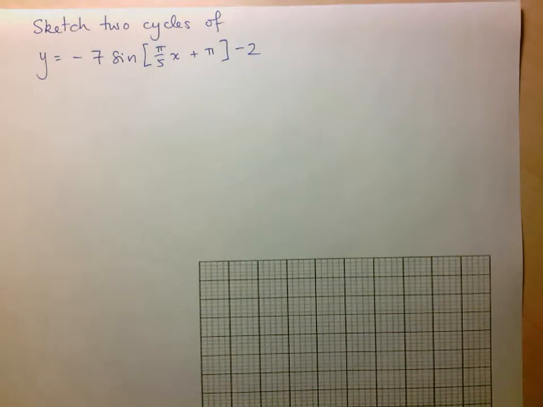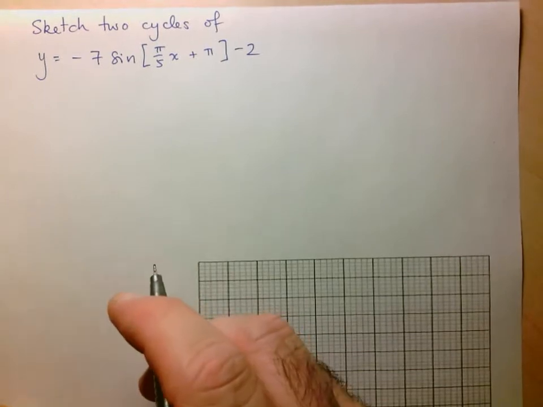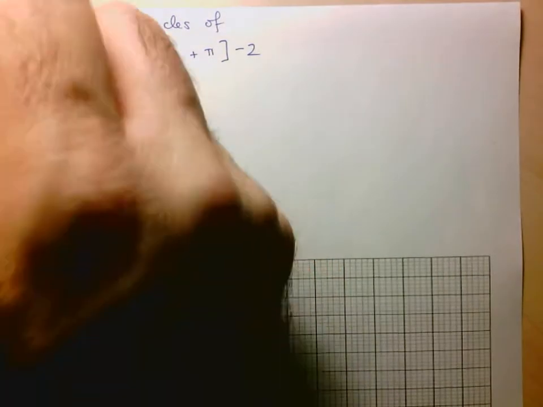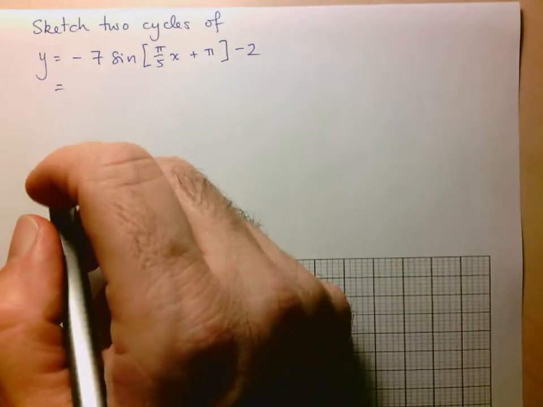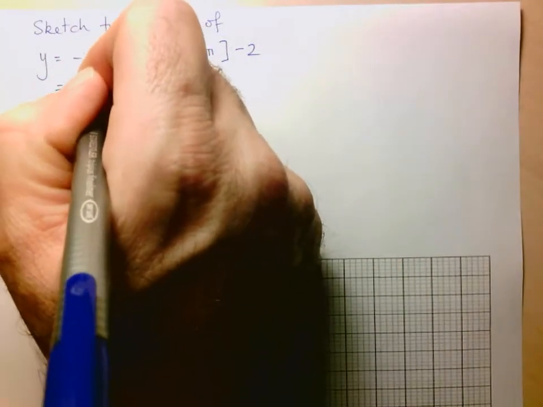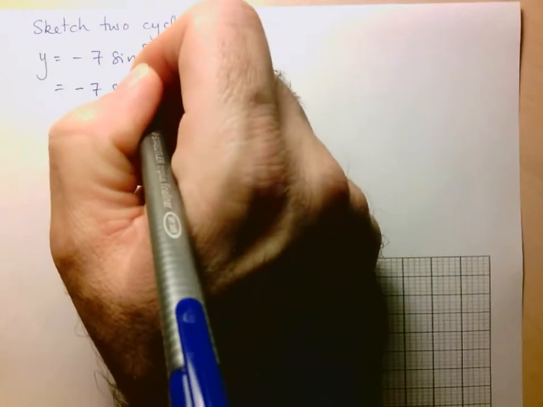Hi folks, we're going to take a look at an example of sketching a sinusoidal function. First thing I'm going to do before I think of anything else is I notice that the input here is not in factored form, so that's going to be my first step, right off the bat.